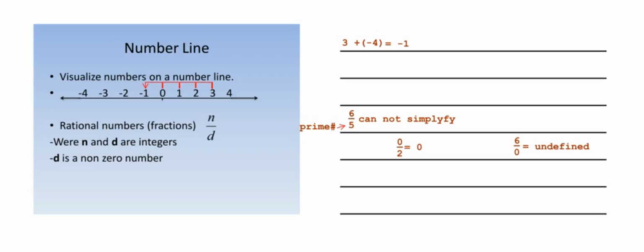So do remember, 0 divided by 2 will actually give you 0. But on the other hand, anything divided by 0 is undefined. We can't do it. We don't know what we get. So we just say it's undefined.